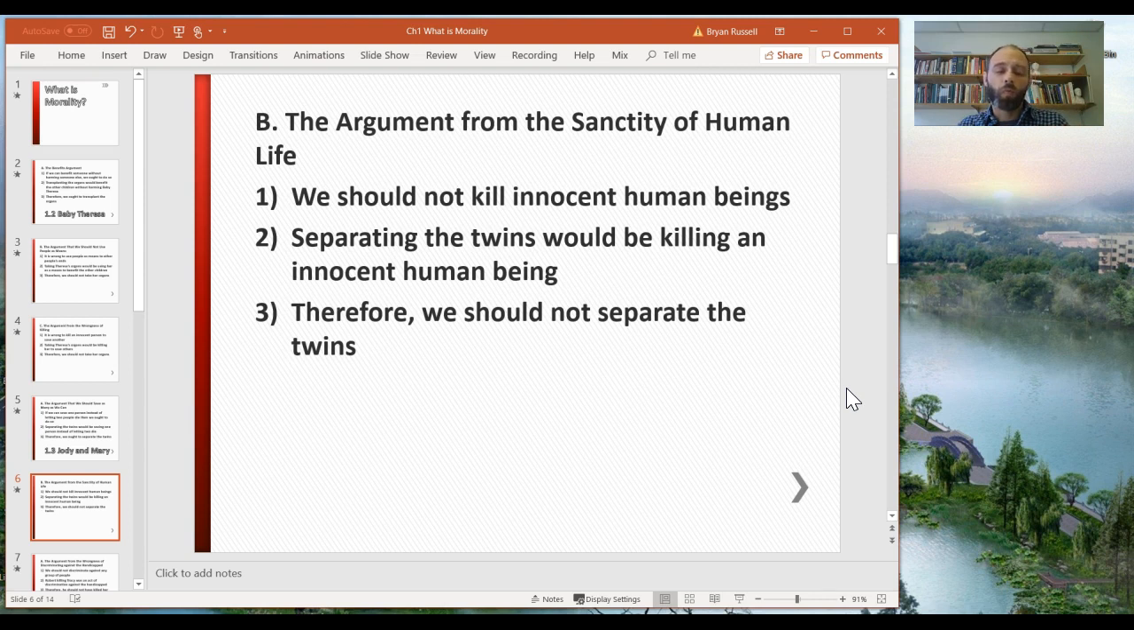But the courts actually thought differently. The courts thought that the operation would not be killing. Sorry, I've been saying it wrong. Would not be killing Mary to save Jody. It would be letting Mary die.